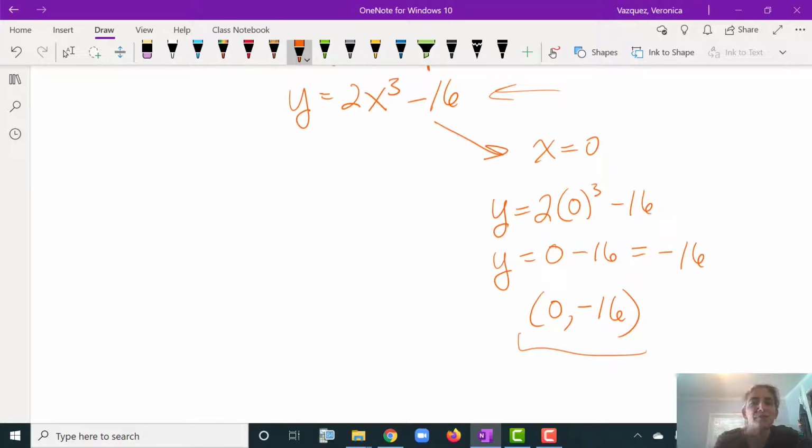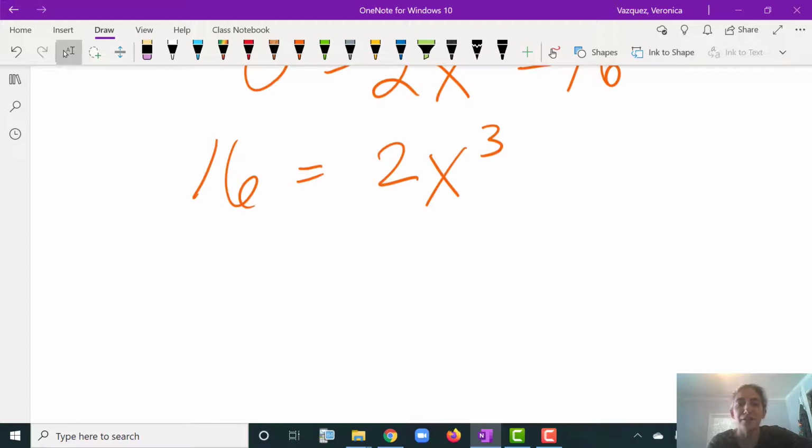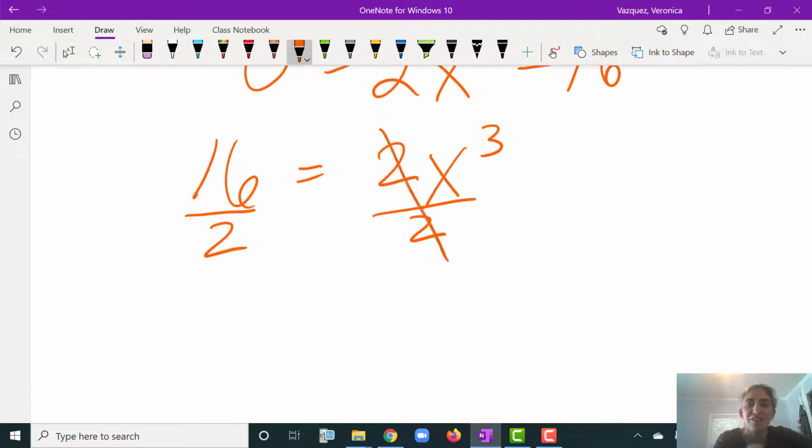Okay, for the x-intercepts, we're going to do the reverse. We're going to set y equal to 0. So that gives us 0 equals 2x cubed minus 16. We add 16 to both sides now. That gives us 16 equals 2x cubed. In order to get x all by itself, we would divide both sides by 2. Then our 2's cancel, and we get 8 is equal to x cubed.